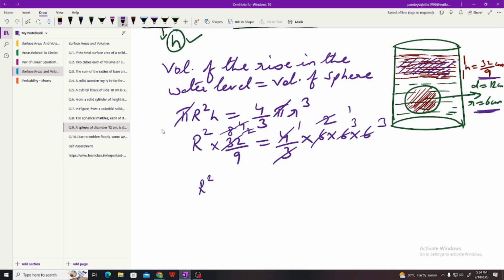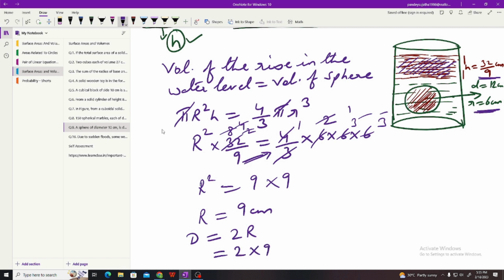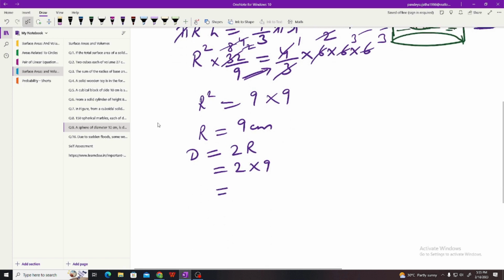So here R square is equal to, shift this 9 to the other side. So 3 into 3 is 9 and shift this 9. So it becomes 9 into 9. So radius is equal to 9 centimeter, and we all know that we need to find the diameter of the cylinder, and diameter is 2 times the radius, that is equal to 2 into 9, which is 18 centimeter. So this is the diameter of the cylindrical vessel.